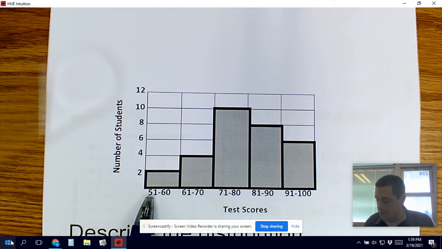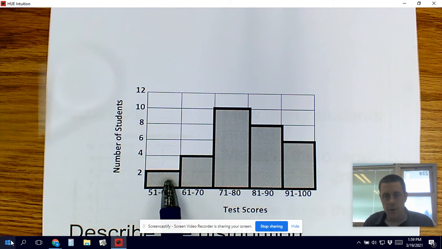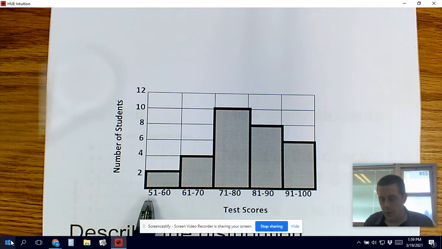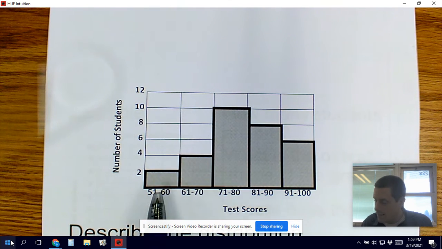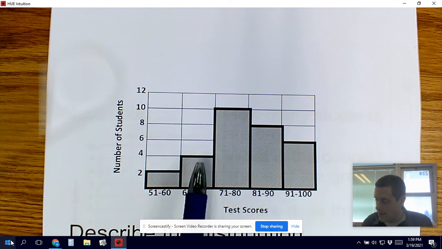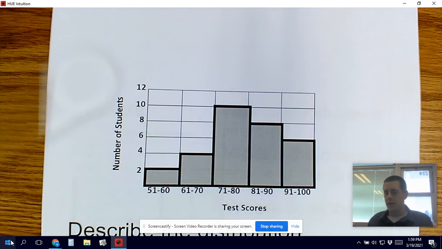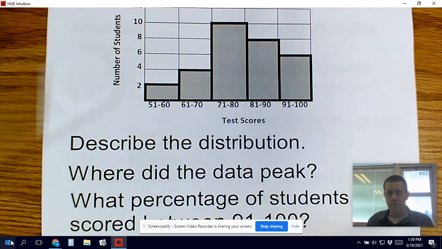So if you notice, my first interval here, we're looking at test scores of students. So test scores from 51 to 60, if you were anywhere in that interval, you're represented by this bar. So in this case, there were 2 students who scored between a 51 and a 60. As soon as 60 ends, 61 begins. So my next interval is 61 to 70. So in this interval, there were 4 students who scored between 61 and 70. And that trend continues throughout the entire histogram.